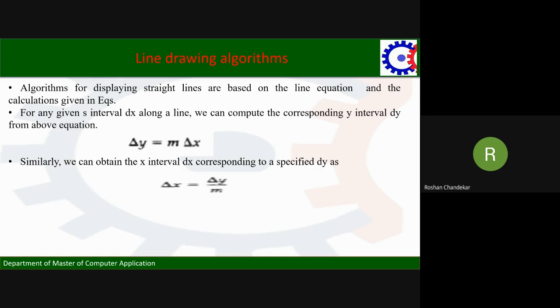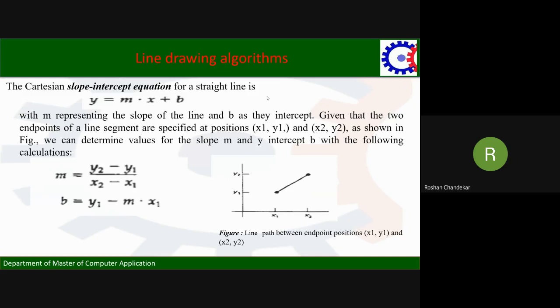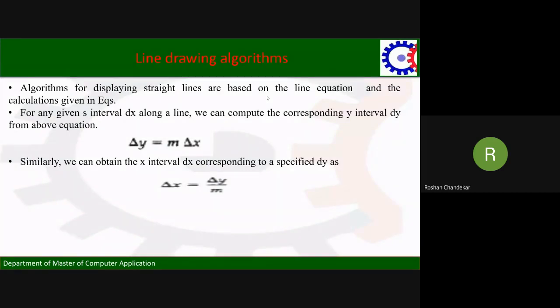So delta y is equal to y2 minus y1. And if we represent the small change in x, that is x2 minus x1, as delta x. As we know, in the slope of a line we write m is equal to y2 minus y1, which we represent as delta y, and x2 minus x1, which we represent as delta x. So by reconstructing this equation, we get the next equation, that is delta y is equal to m into delta x.